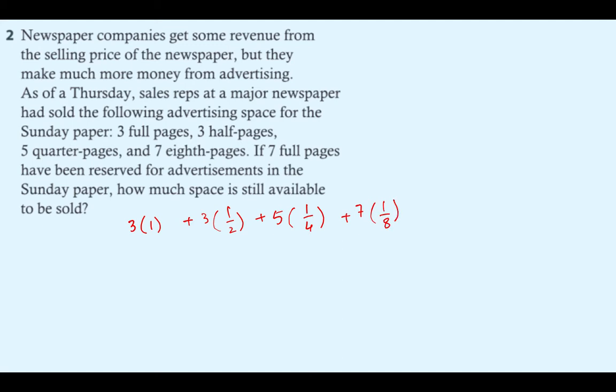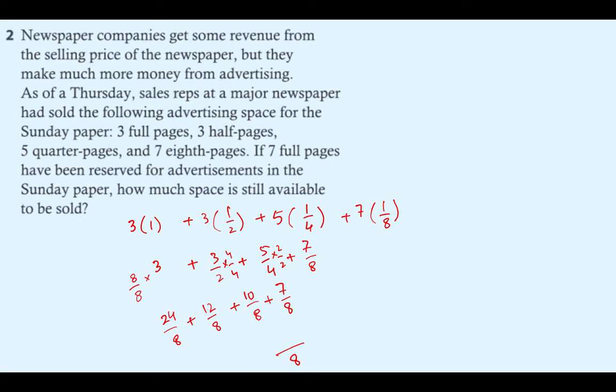So if we just simplify them, 3 plus 3 over 2 plus 5 over 4 plus 7 over 8, we need to make the denominator the same. Since 8 is the LCM of all these numbers, we need to make the denominator 8. So we will multiply this by 8 over 8, so this becomes 24 over 8. This should be multiplied by 4 over 4, so this becomes 12 over 8. And this should be multiplied by 2 over 2, so this becomes 10 over 8, and this will remain 7 over 8. So 24 plus 12 plus 10 plus 7 makes 53 over 8.